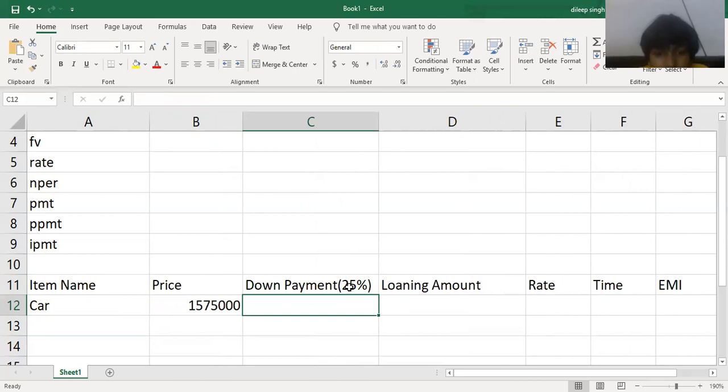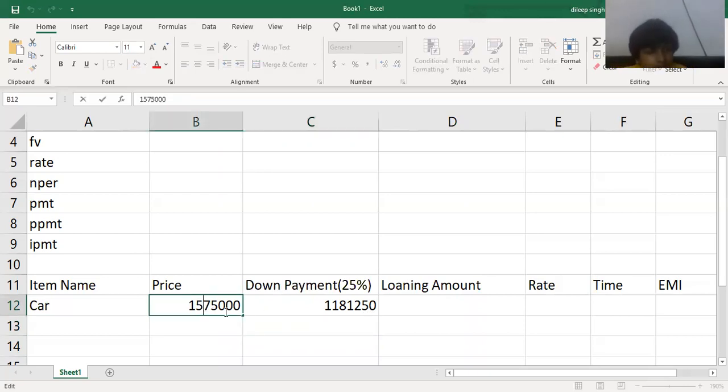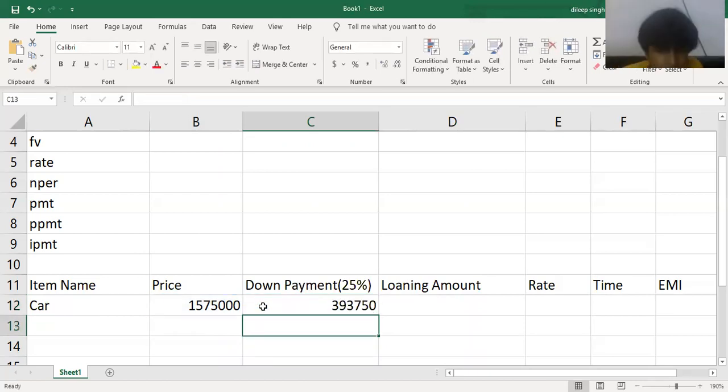So how can we calculate 25% of that particular amount? Just press equals and type 75 by 100, use the multiplier symbol and select the price. When you press enter, you will get the down payment. Here we choose only 25%, not 75%. So when we press enter, we will get 25% of that amount.